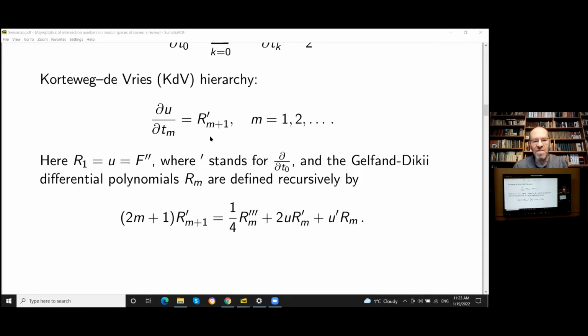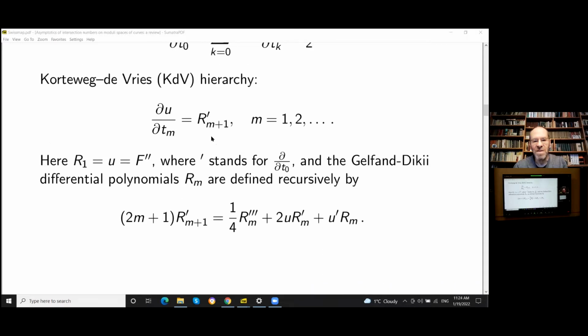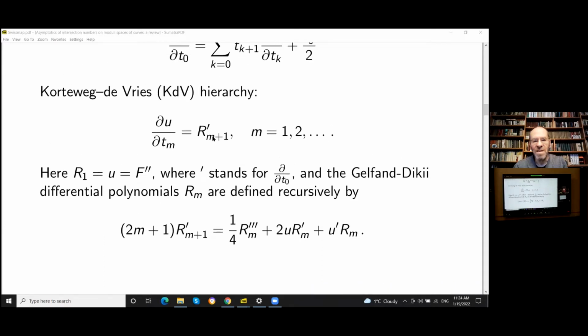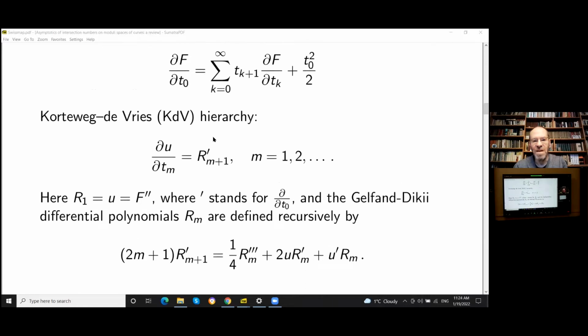The derivatives with respect to the times t_1, t_2, and so on, play the role of times. That's R_{m+1} prime, the Gelfand-Dickey polynomial with number m plus 1. So as I said, the total free energy satisfies this system of equations, and this system of equations determines this total free energy uniquely.